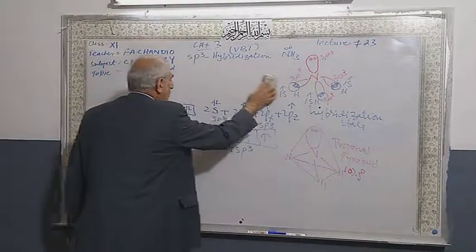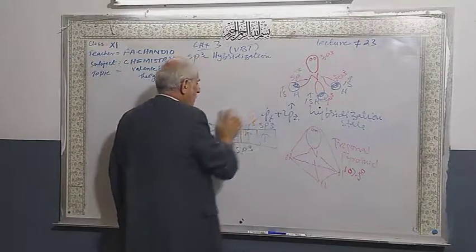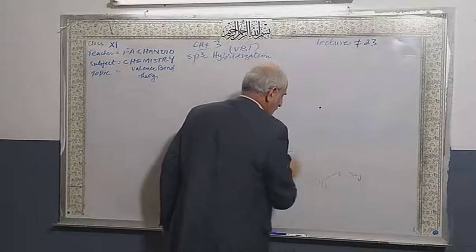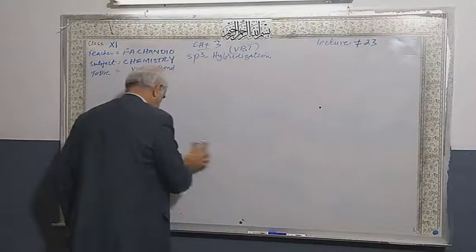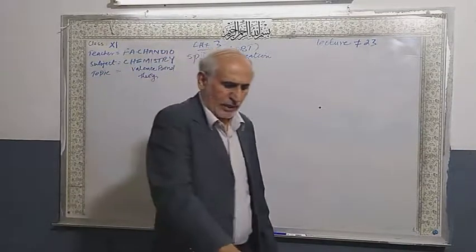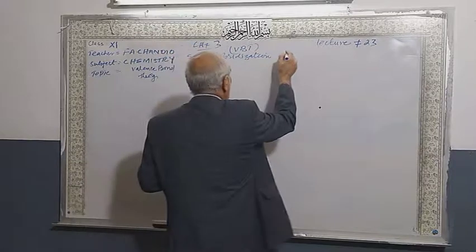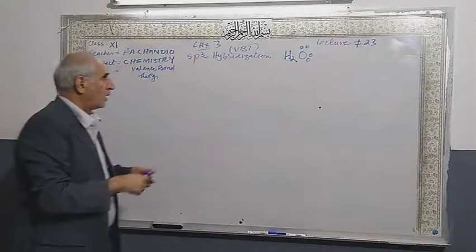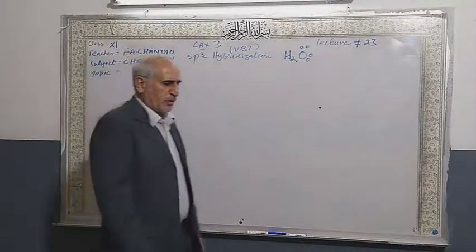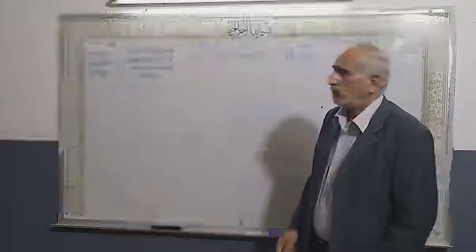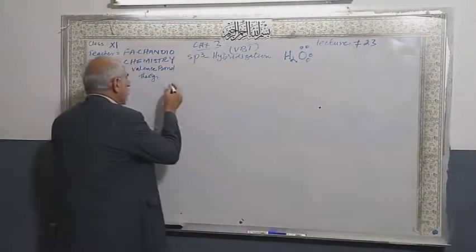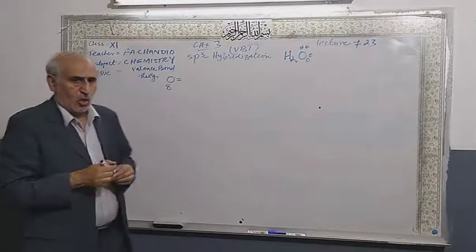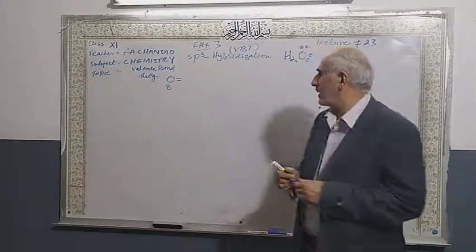Again, third example of sp3 hybridization. The structure is now water. Water also gives sp3 hybridization. So the central atom is oxygen. Oxygen's atomic number is 8.